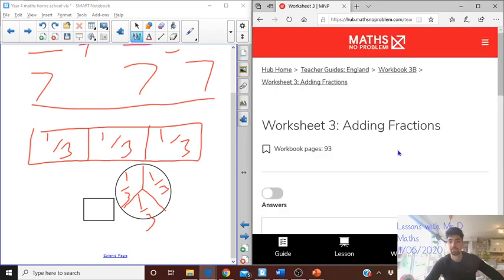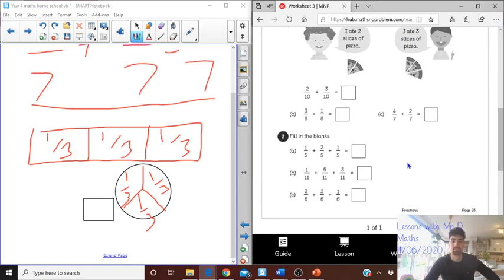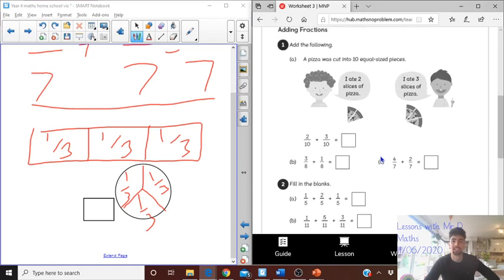Here's a worksheet for you guys to have a go at. So the pizza was cut into 10 equal slices, so that means that they have tenths. The whole pizza was cut into 10 slices, so I have tenths. He ate 2, he ate 3. How much did they eat altogether? There's some more to do there. Pause the video there and have a go, write them into your book, copy them down. I'll give you the answers.